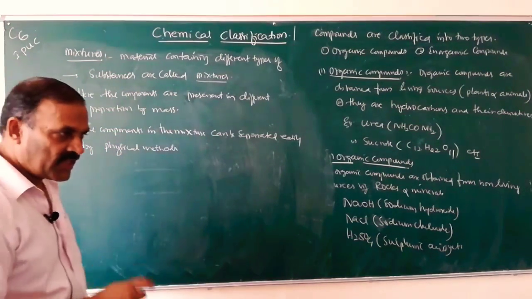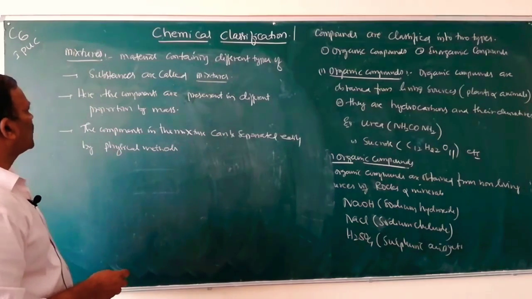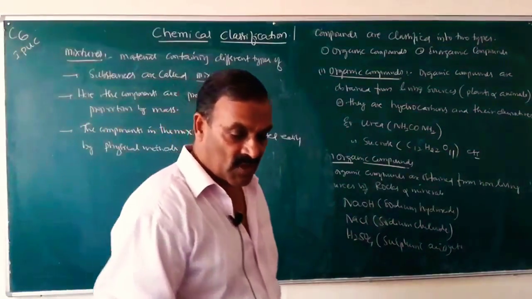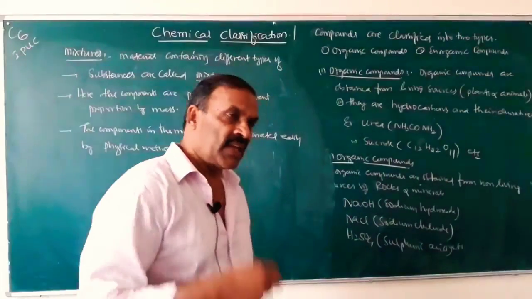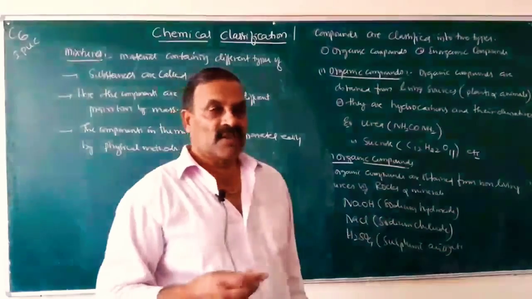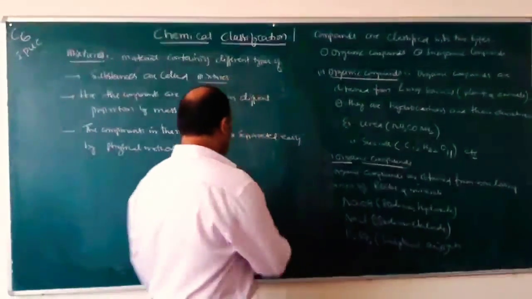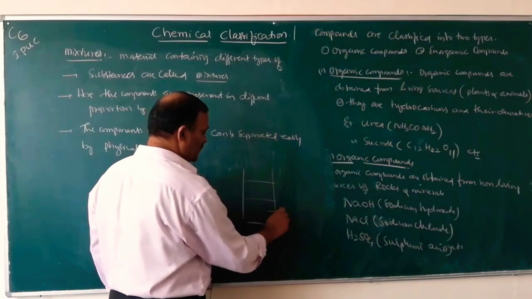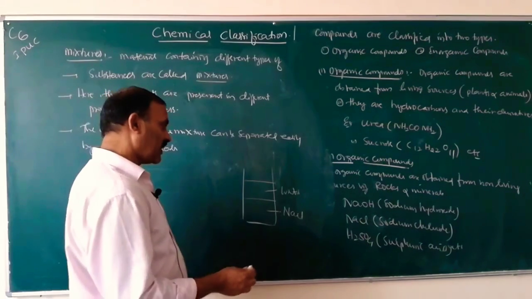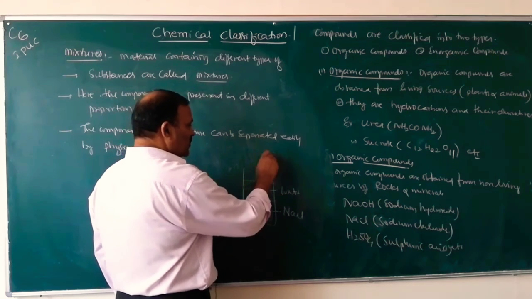So materials containing different types of substances are called mixtures. Here the components are not present in a definite proportion by mass. They are present in different proportion by mass. Any amount of one substance can be added into any amount of another substance. It forms a mixture. For example, when sodium chloride is added into water, you can add any amount of sodium chloride and any amount of water, so you will get a solution. This is a solution and it is called a mixture.